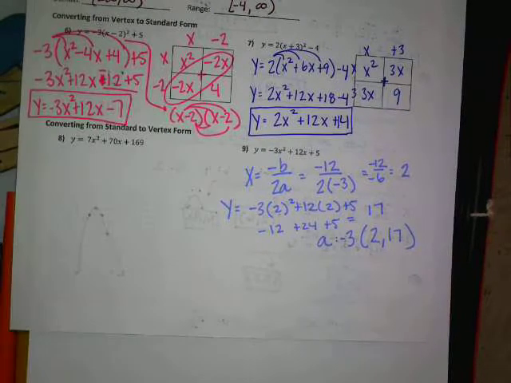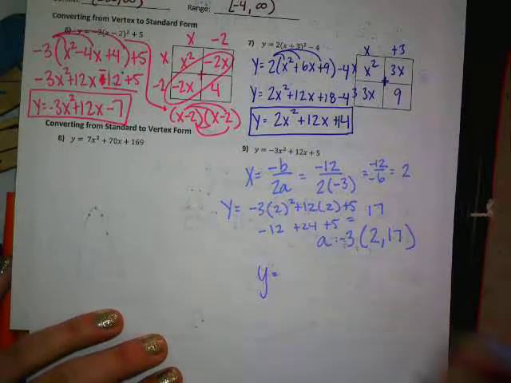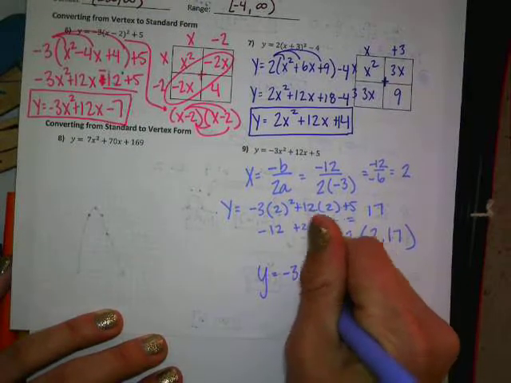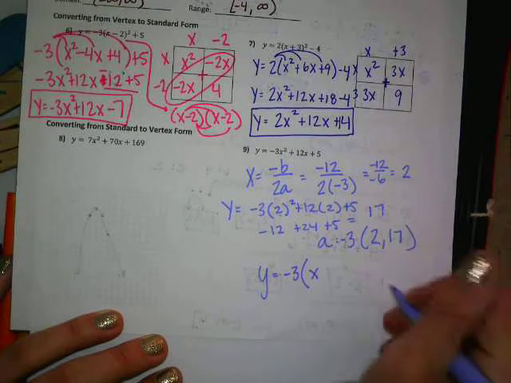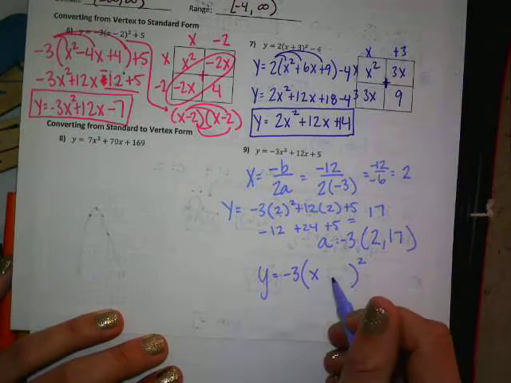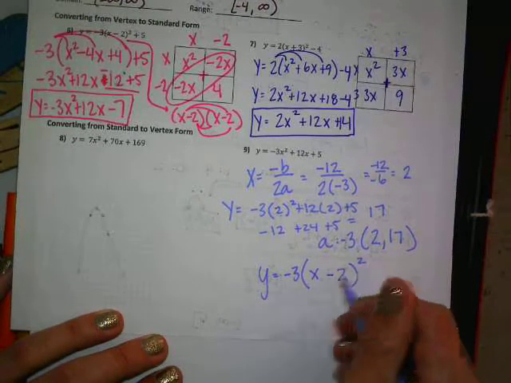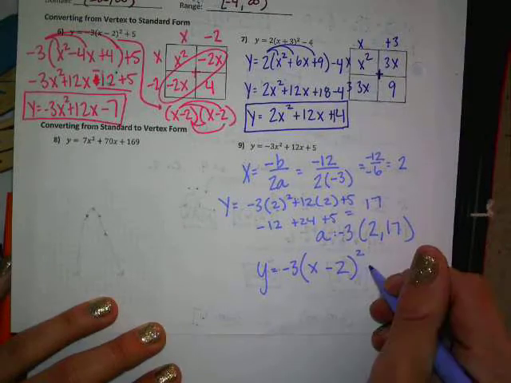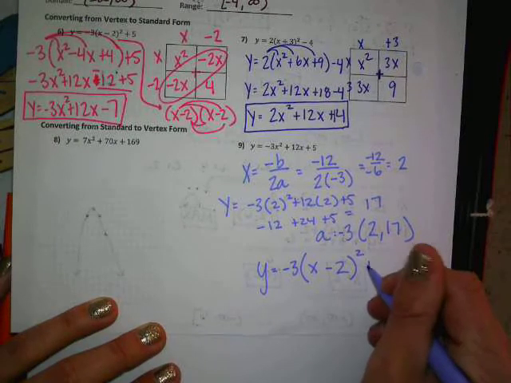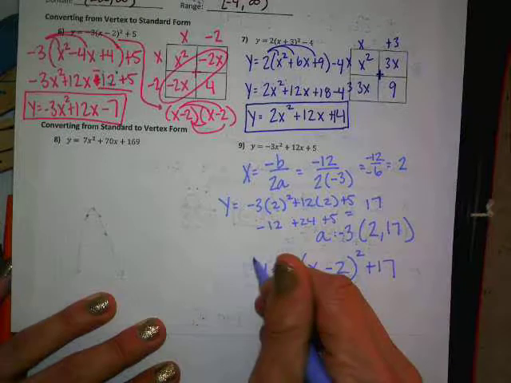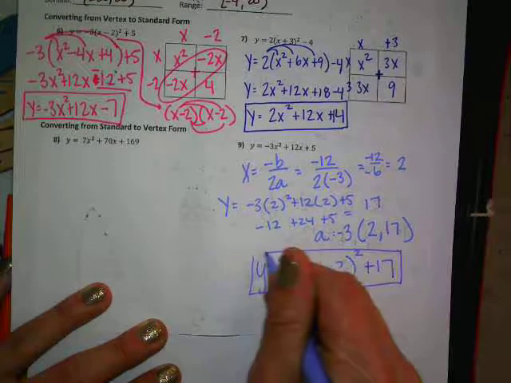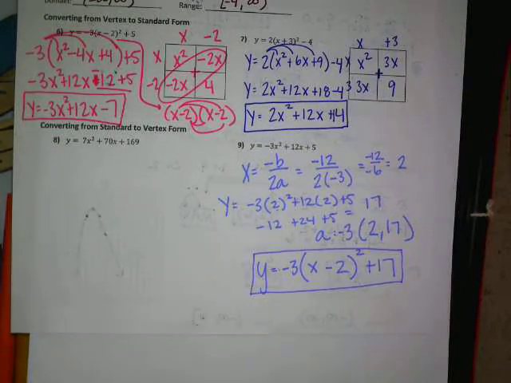Now I have my a and I have my vertex, so now I can write it in vertex form. So you got negative 3, then x minus. Don't forget, inside you've got to switch. Minus 2, plus 17. And then don't forget the square too. So y equals negative 3 times x minus 2 squared plus 17.